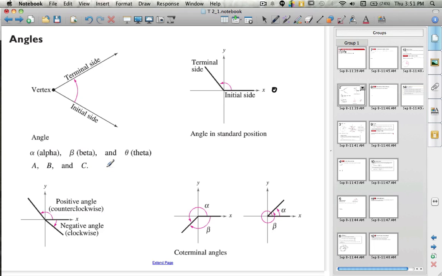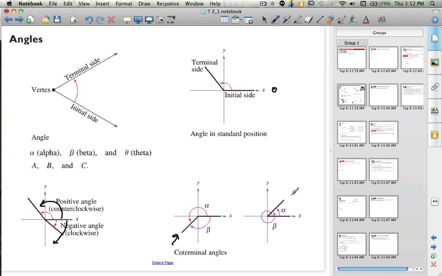When we talk about the measurement of an angle, when we measure a positive angle, that's an angle that is traveling counterclockwise, whereas an angle that is traveling clockwise would be a negative angle. Okay, and we also will talk about coterminal angles. Coterminal angles are angles that share a terminal side. So you'll see that this positive angle, alpha, has a coterminal angle that's negative, beta, because they both share this terminal side.